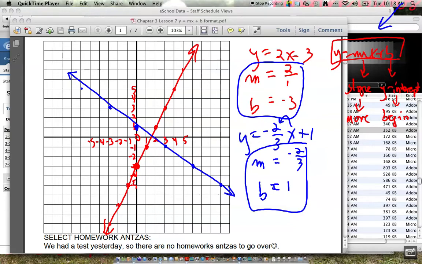Just so you know how I grade it, I look at the equation, I give you 25 points if you got the slope right, I give you 25 if you got the y-intercept right. I give you 25 if you get the slope of the second one right, and 25 for the y-intercept of the second one. 25 times 4 is 100, that's how you get your 100 points.